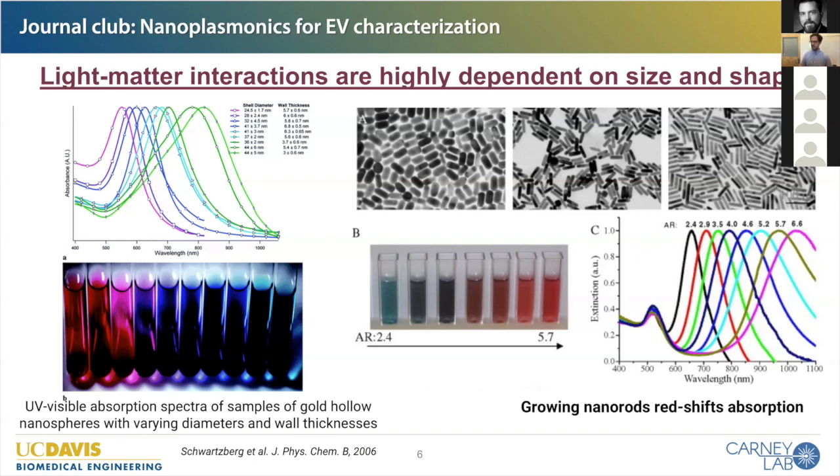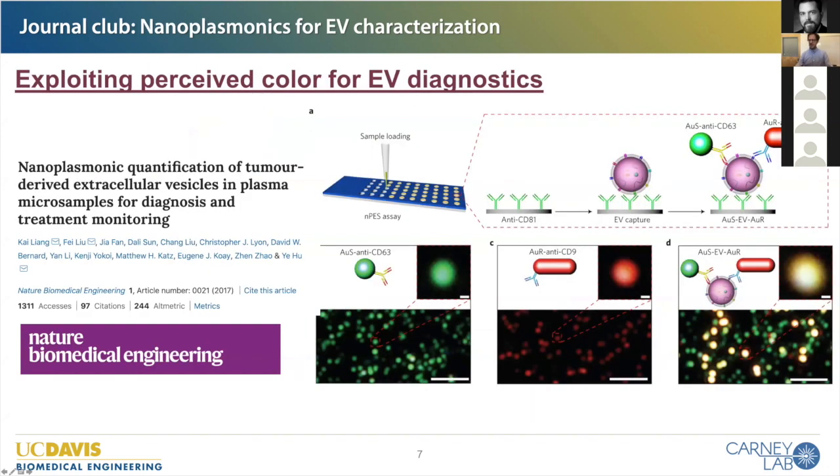So the name of the game really is optical tuning to reach your desired application. One of the probably most famous and awesome applications of plasmonics for sensing is this paper here from Nature BME a couple of years ago. And they're measuring EVs, as you can see. So they have antibody microarrays used to capture EVs.